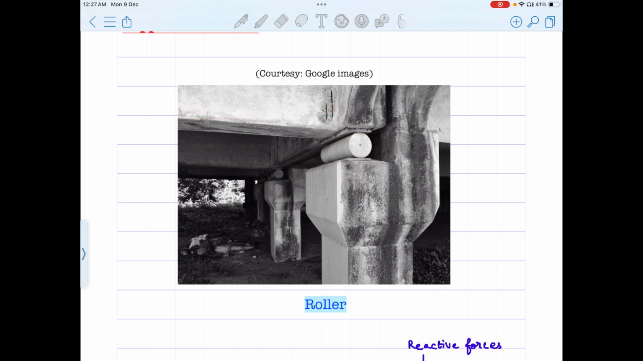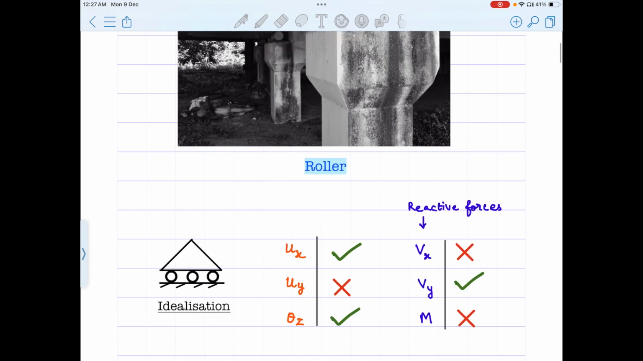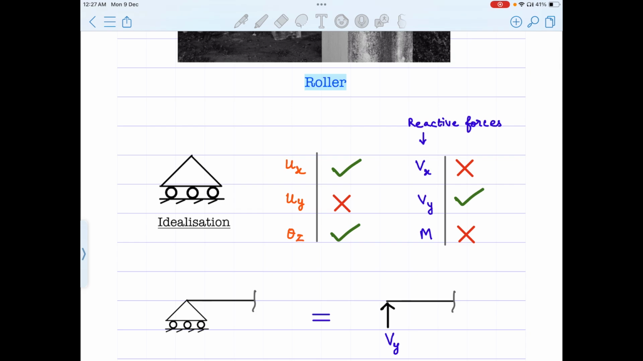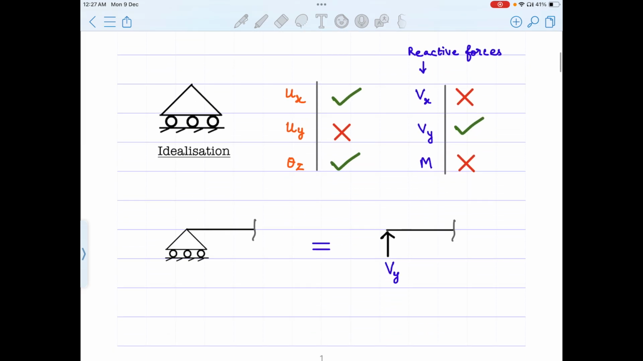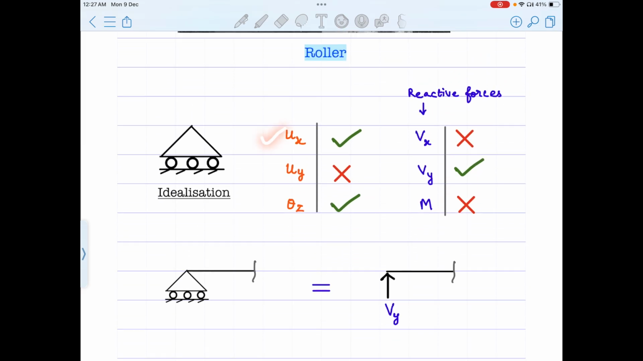Okay. So what is going to happen here is these rollers are idealized as we see here. In this case, we see that these rollers permit the displacement in this direction, as well as the rotation of this beam. However, this translation along y direction is not permitted, right? That's what we are going to summarize here. So ux, displacement along x direction, is possible, rotation is possible. However, the displacement or translation along y direction is not possible.